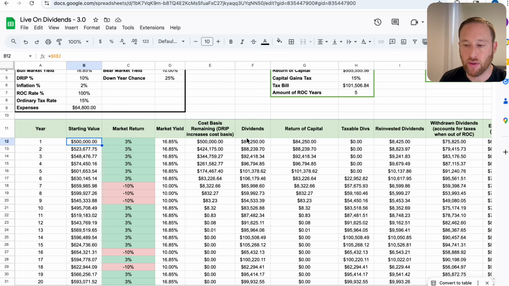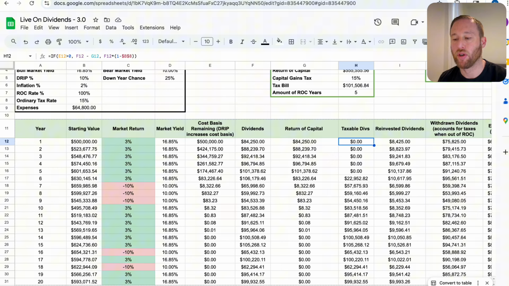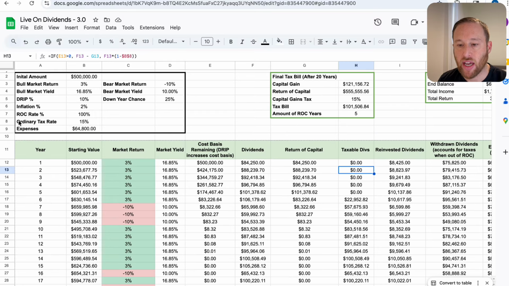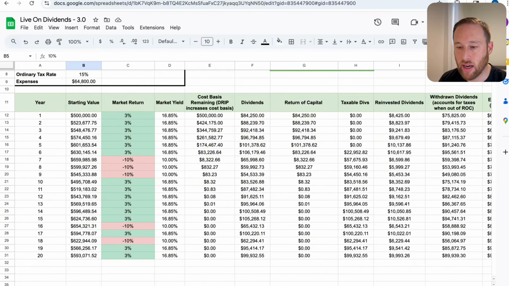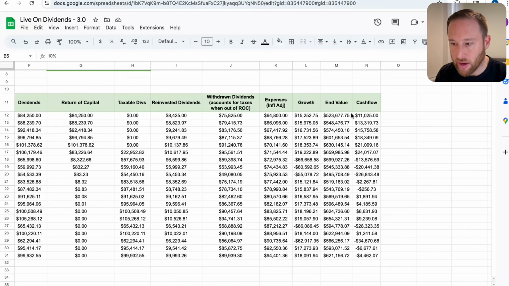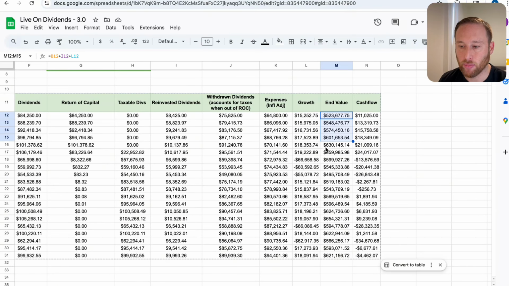Of course, the dividends that we get are going to be return of capital, so we're not paying tax. And in this case, we're not paying tax up until the 6th year. And I've set a portion up for DRIP, right? So 10% on DRIP. And you can see here, guys, that we're going to continue to appreciate the portfolio. We're growing.